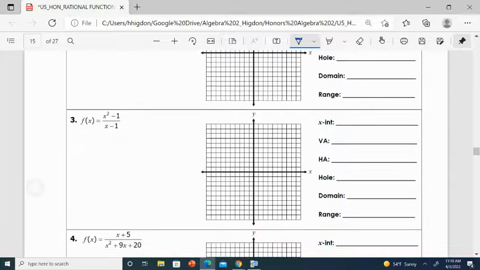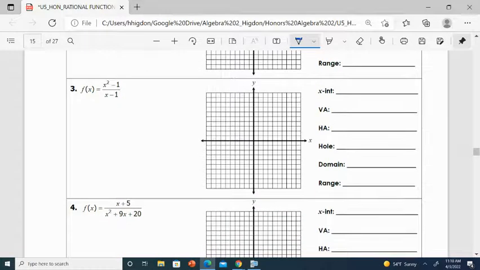In example number 3, we have some reducing and simplifying that we need to do. Again, step number 1 is going to tell you to simplify. I'm going to factor my numerator. This is the difference of squares, and I factor into x plus 1 and x minus 1. Then I have my x minus 1 in the denominator. Now, in this instance, we have common factors that we can simplify, and this becomes f of x equals x plus 1. So that's my step number 1.